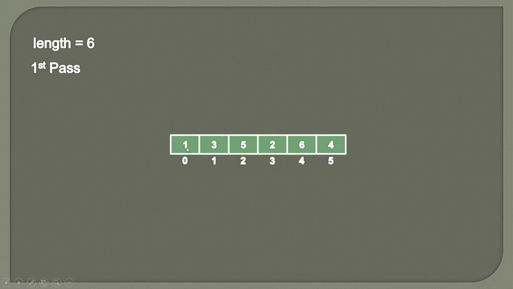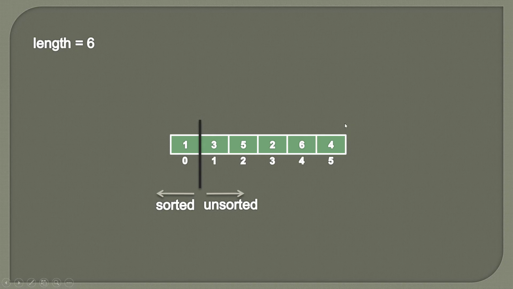So therefore, now our sorted part has one element and unsorted part has the rest of the elements. Now we'll simply do the second pass and we perform the same steps. At first we consider 3 is the minimum element. We compare it with each and every element next to it. So 5 is not less than 3. We move ahead.